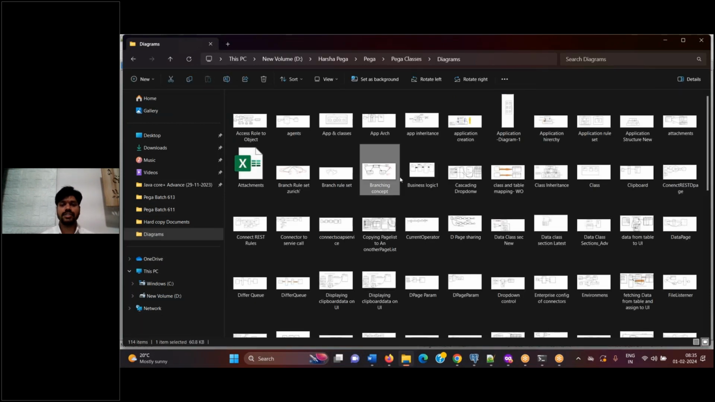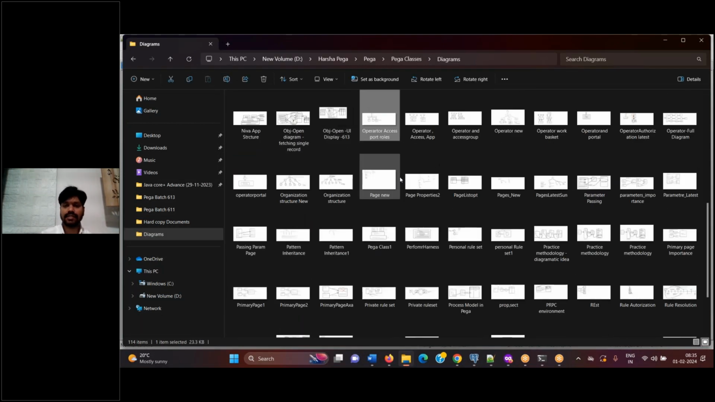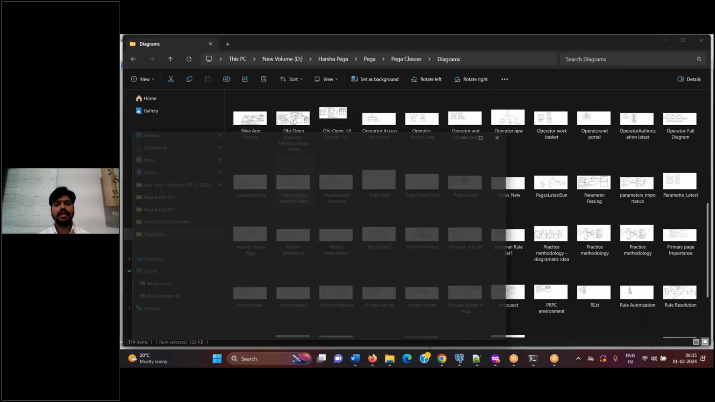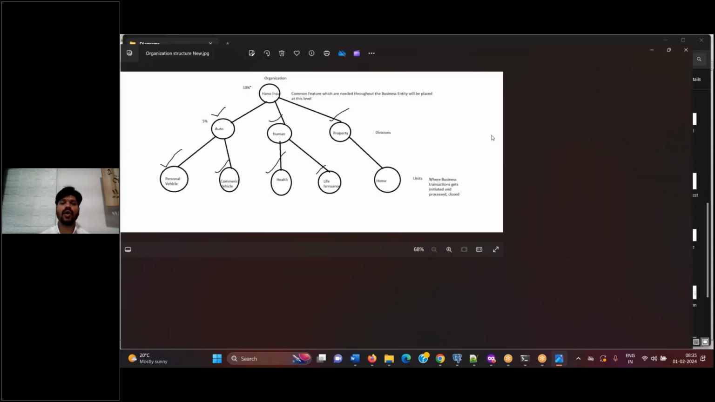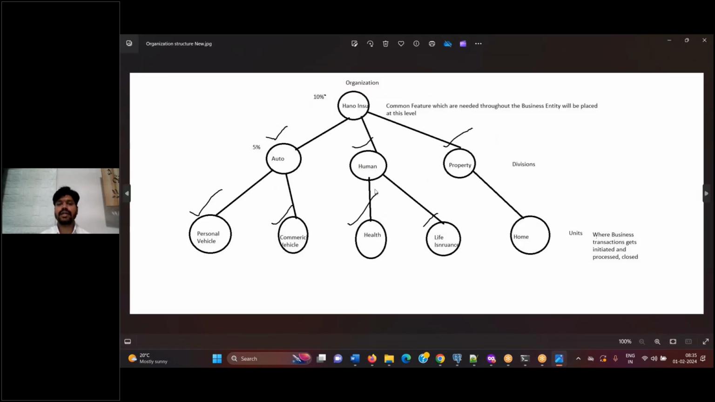Organization structure will have organization, divisions, and units. See, organization, divisions, and units will be there, right? Now, divisions are connected to organization. Units are connected to division. Yesterday also we discussed the same. Out of these 3 levels, at which level will the actual business run? Unit level. Then what about organization and division?